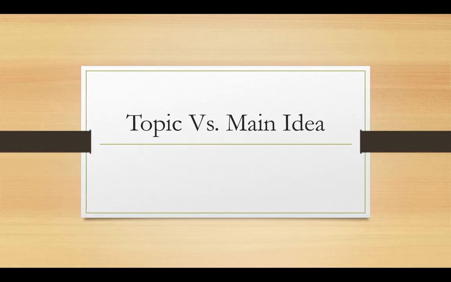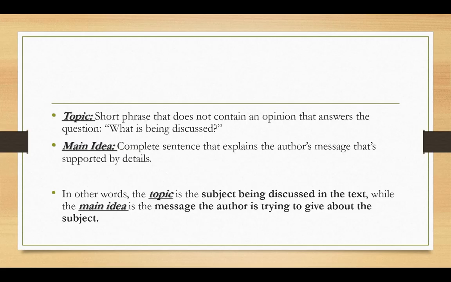Alright, there is one part that I specifically do want to talk about because this is a little confusing for some people, which is the difference between the topic and the main idea. So I'll clarify that. The topic is a short phrase that does not contain an opinion that answers the question, what is being discussed? The main idea is a complete sentence that explains the author's message that's supported by details. In other words, the topic is a subject being discussed in the text, while the main idea is the message the author is trying to give about the subject.